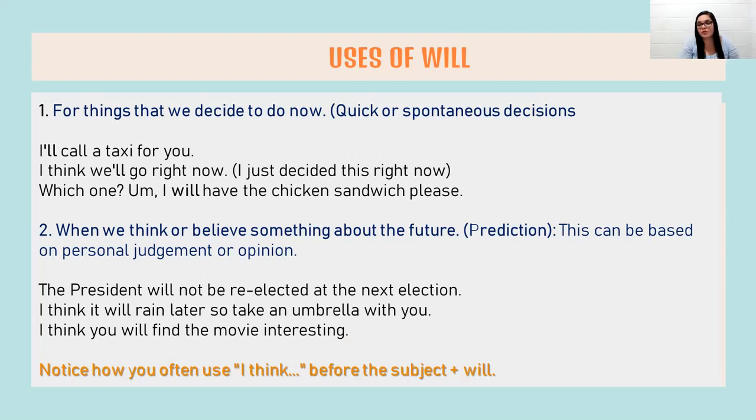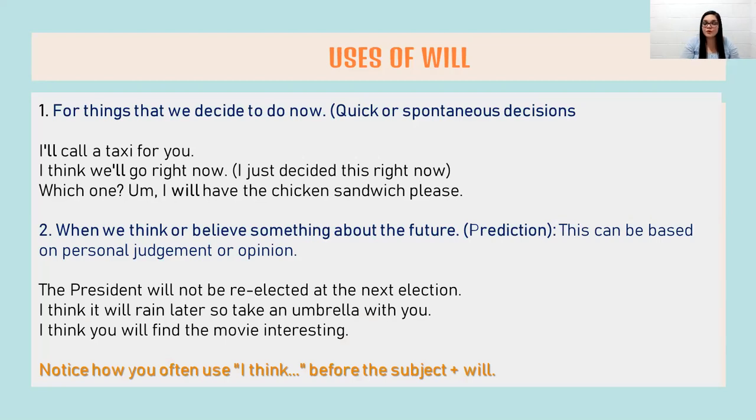So what are the uses of will? When do we use will? Or what do we use it for? For things that we decide to do now, for quick or spontaneous decisions. Example, I'll call a taxi for you. I think we'll go right now. I just decided this right now. Which one? I will have the chicken sandwich, please. So in situations where we have to make quick decisions, we use will.